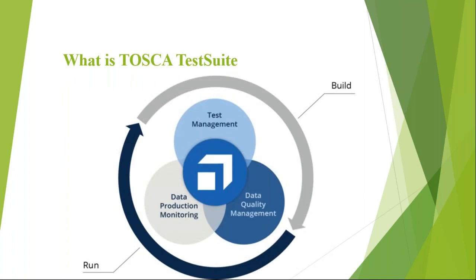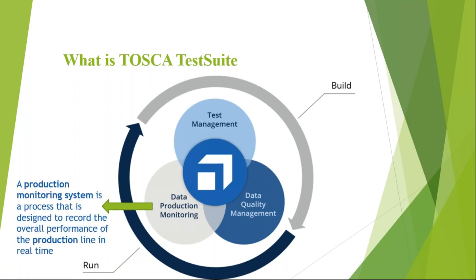And this is the architecture of Tosca. It acts as a test management tool, it checks data quality management, and it does data production monitoring. What does data production monitoring mean? Basically, a production monitoring system is a process designed to record the overall performance of the production line in real time.